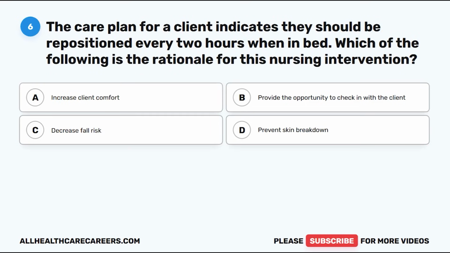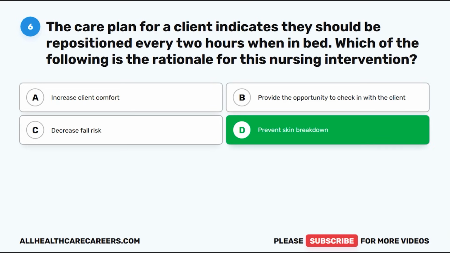Question 6. The care plan for a client indicates they should be repositioned every 2 hours when in bed. Which of the following is the rationale for this nursing intervention? Option A. Increase client comfort. B. Provide the opportunity to check in with the client. C. Decrease fall risk. D. Prevent skin breakdown. The correct answer is D.